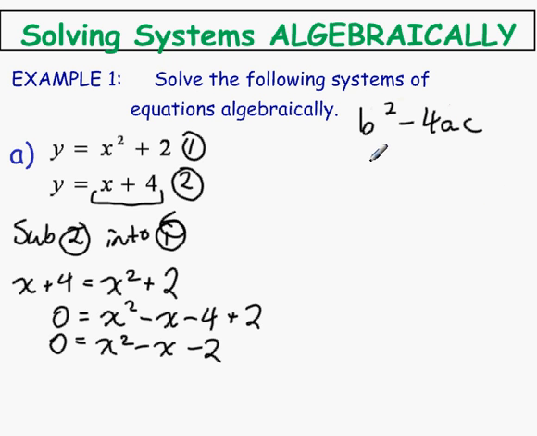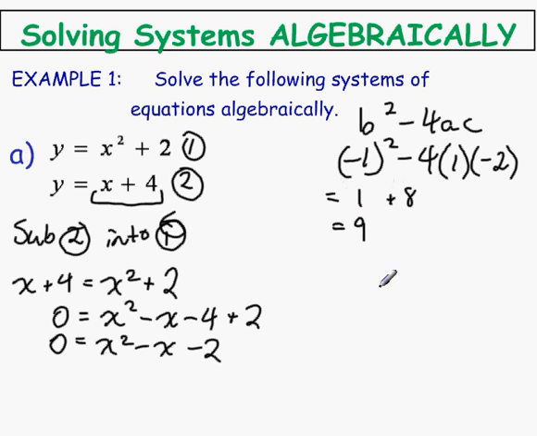My value for b is -1 right here. This is on my second term. Okay, when we substitute it in, make sure you use brackets. My a term is 1 and my c term is -2. So when you simplify this, we end up with 1 plus 8, which is 9. Because my discriminant is positive, that means there are going to be 2 solutions.